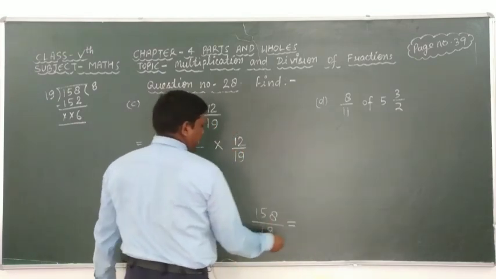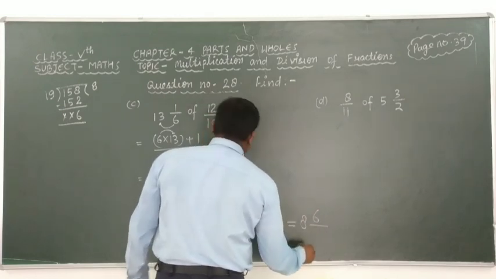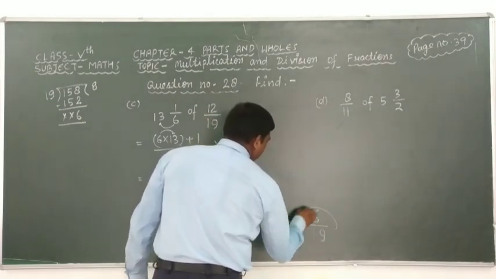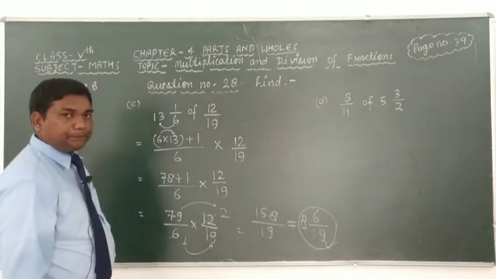After solving these, we get 8 mixed 6 over 19. It means that 8 whole 6 over 19. This is the answer of this question. Okay, understand?